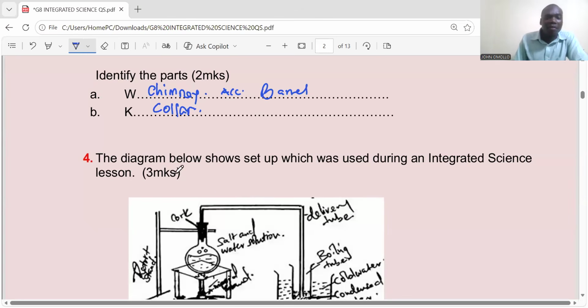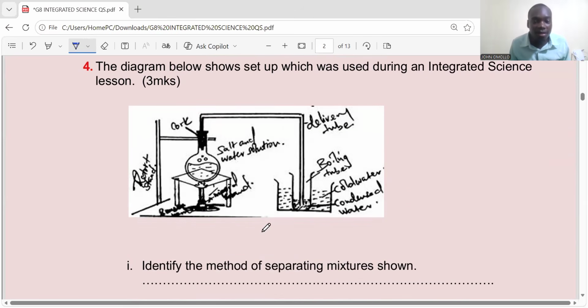Number 4. The diagram below shows a setup which was used during the integrated science lesson. So we have a setup here. There is a salt and water solution. Remember, when salt is added to water, the salt crystals are able to dissolve. And then when they are heated, just like we are seeing here, there's a Bunsen burner heating it. And this is called a tripod stand. So the round bottom flask is placed on the tripod stand and being heated. The solution is heated, and then you can see the cork here. The cork is to prevent any entry of air.